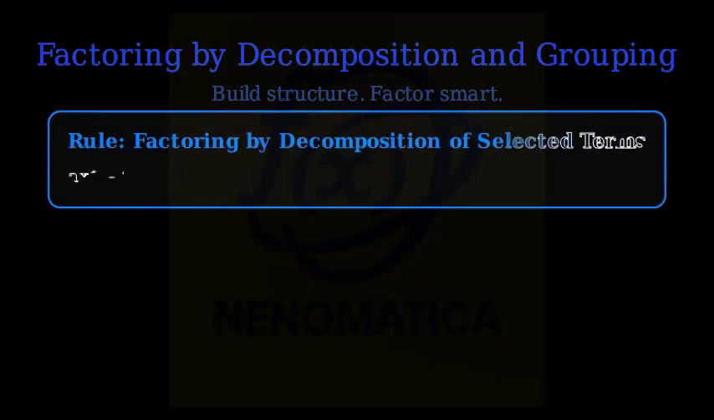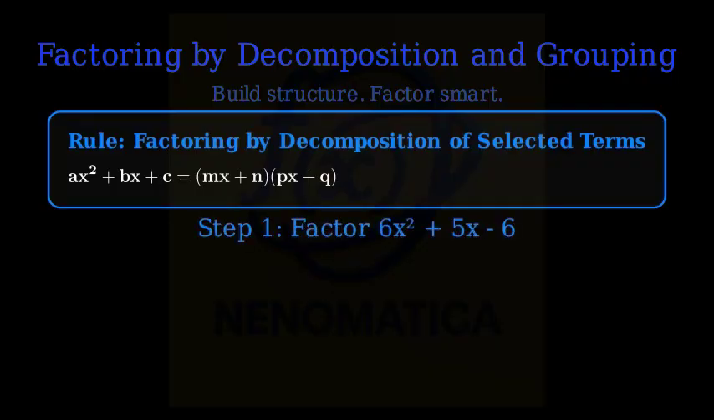Rule 1. Factoring a quadratic by decomposition of selected terms. We rewrite the middle term to reveal a common binomial factor. For ax squared plus bx plus c, we aim for a product like x plus n times px plus q. Step 1. Factor 6x squared plus 5x minus 6.